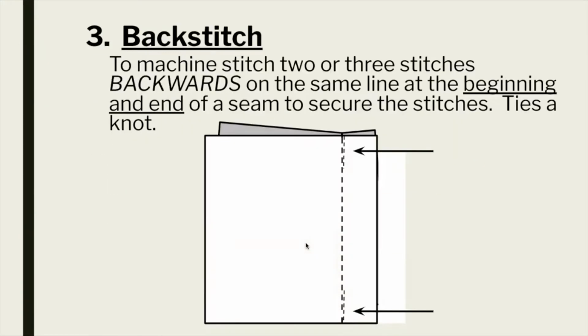Back stitching is when you use the sewing machine to stitch 2 or 3 stitches backwards on the same line at the beginning or the end of a seam to secure the stitches. It effectively ties a knot. If you sew in the exact same spot twice, the thread will not be coming out. I like to start about here in my fabric, back stitch the edge, and then come forward all the way down to this edge, and then I back stitch back in. Make sure it's less than 1/2 inch long.